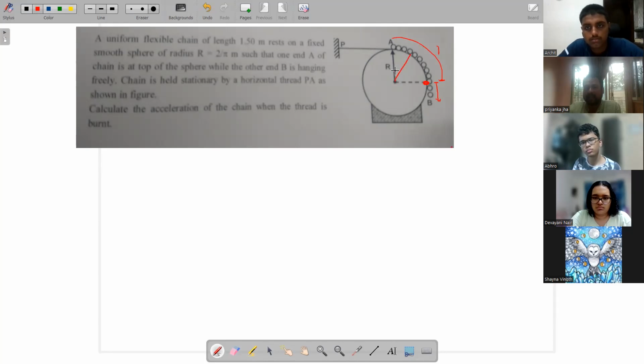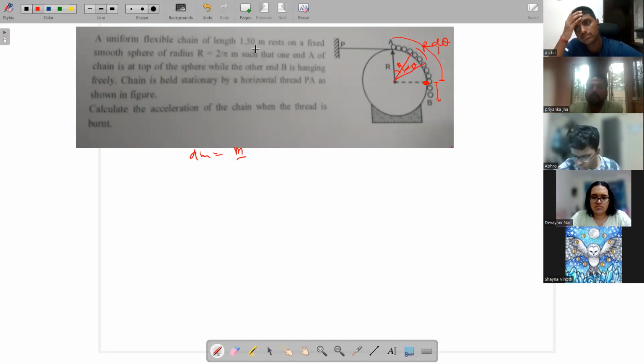So take an element at theta. This will be d theta, so this length will be r d theta. So the mass of this element is dm equal to m upon, this length. See, the question says a uniform flexible chain of length, so the length is 1.5 meter and the radius is this.